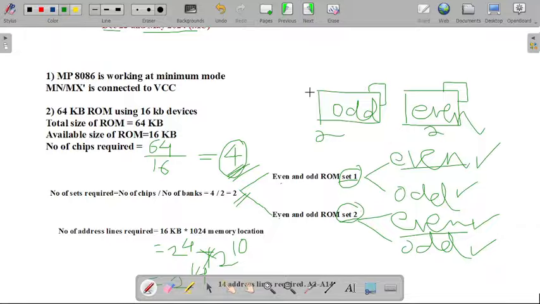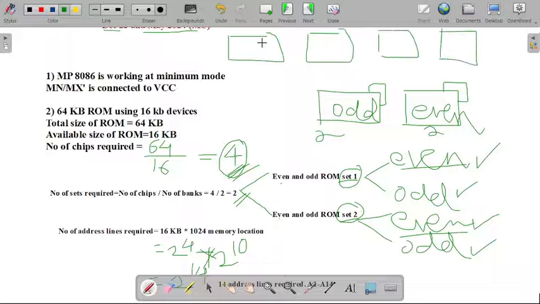Otherwise, you can draw the four blocks like this. One is for odd, this one is for even. This is odd 1, odd 2. This set you are considering as odd 1. This set can be considered as odd 2. This is for even 1 and this is for even 2.